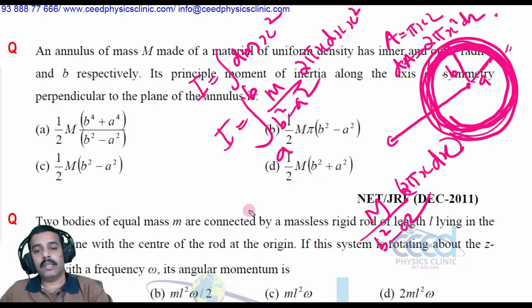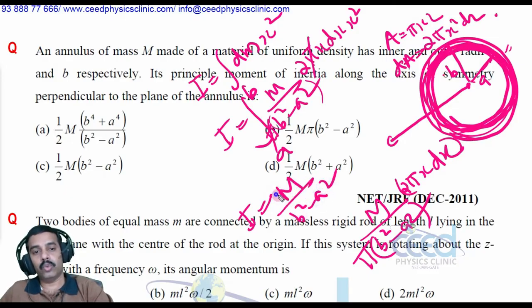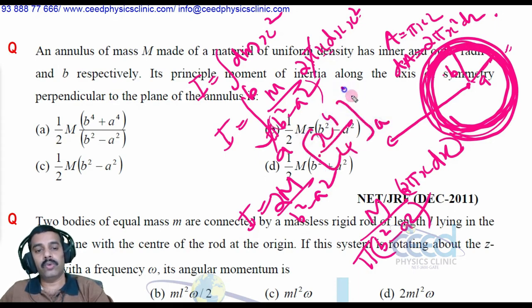Now we can integrate this. So here we have mass into area pi b square minus a square, so this pi and this pi cancel, and we have a 2 here, and that is m by b square minus a square into 2, and here x cube dx, that is on doing x raised to 4 by 4, that is from a to b.